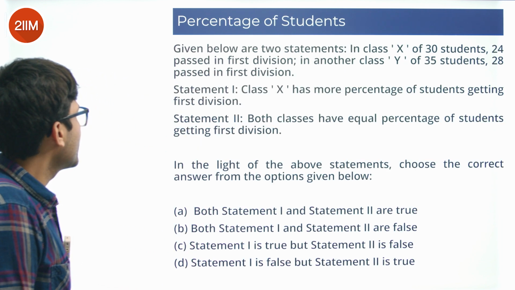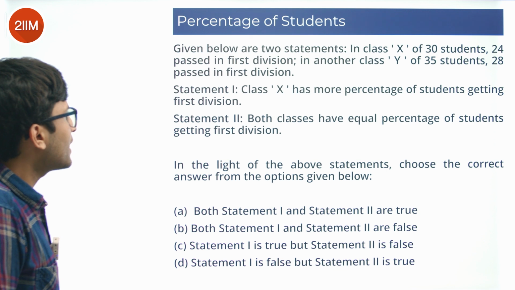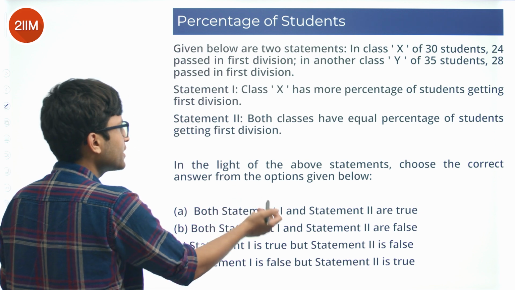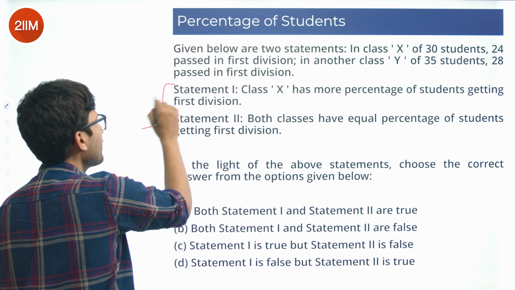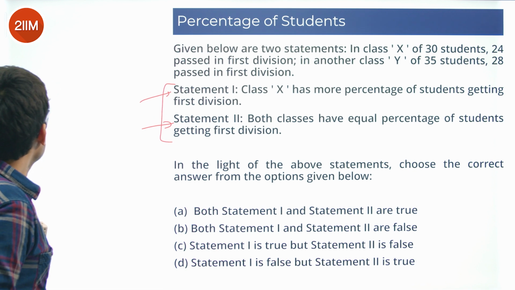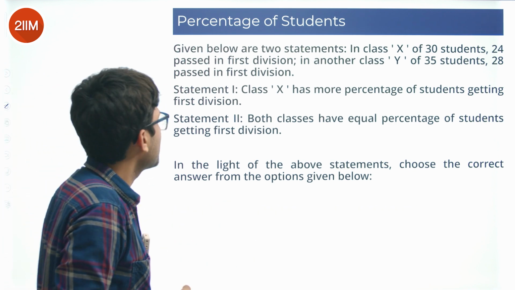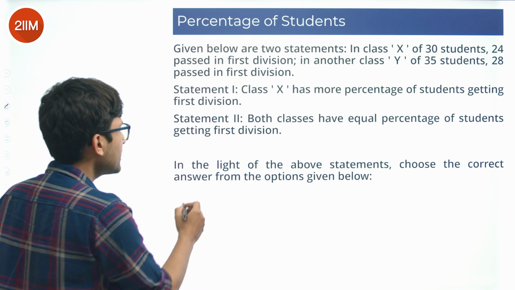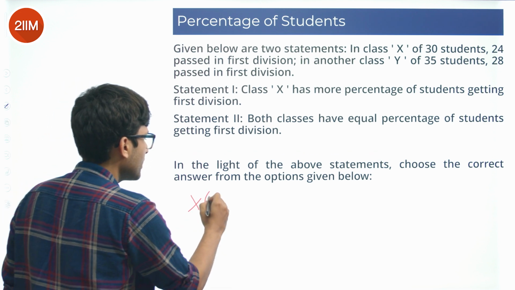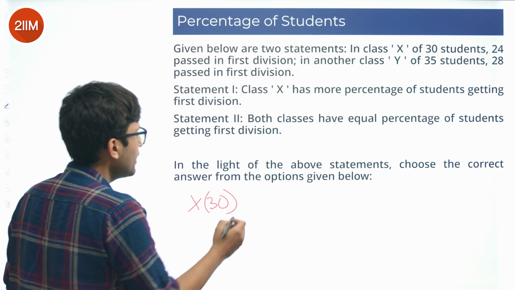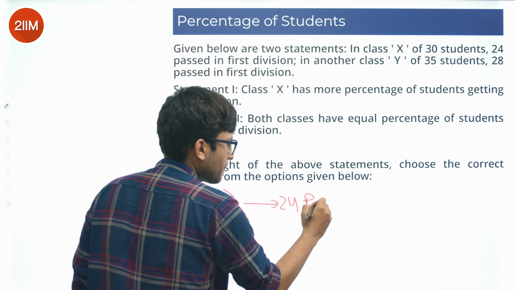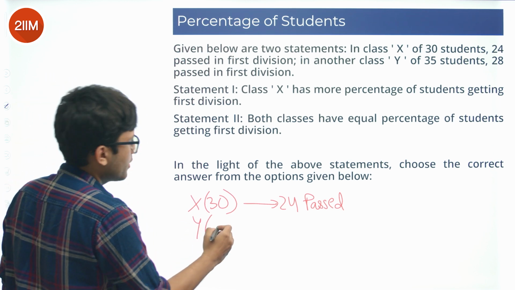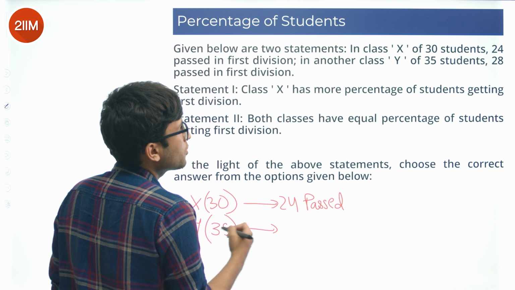Percentage of students. Given below are two statements in class. It's a big question, and what we have to find out is which of the statements are true. Let's solve it here. First, in class X there are 30 students, out of which 24 passed. And in class Y, which has 35 students, the number of students who passed is 28.